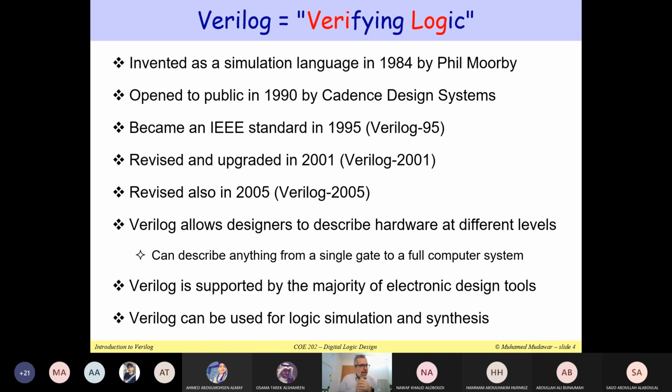It was invented back in 1984, and it was open to the public in 1990 by Cadence Design Systems, because it was invented by this company, and it became an IEEE standard in 1995. So it is known as Verilog 95. The language was revised in 2001 and upgraded, so it became Verilog 2001, and that was revised again in 2005, and it became Verilog 2005.